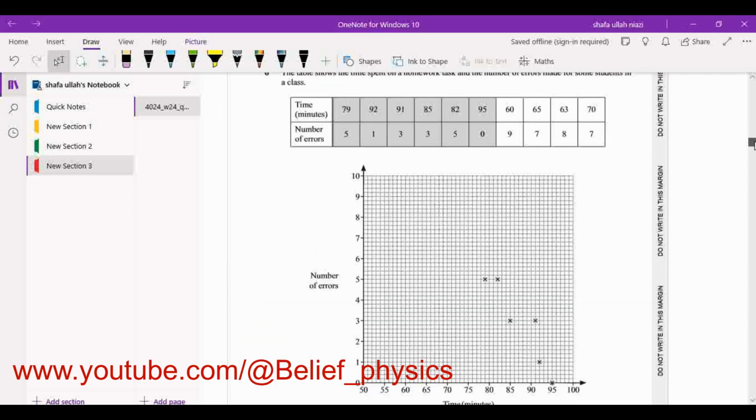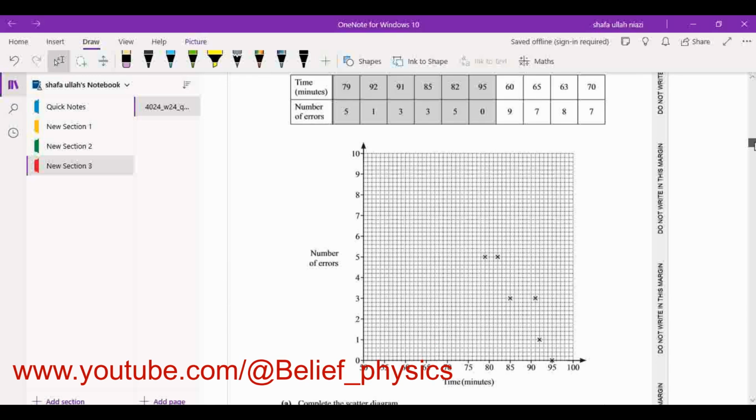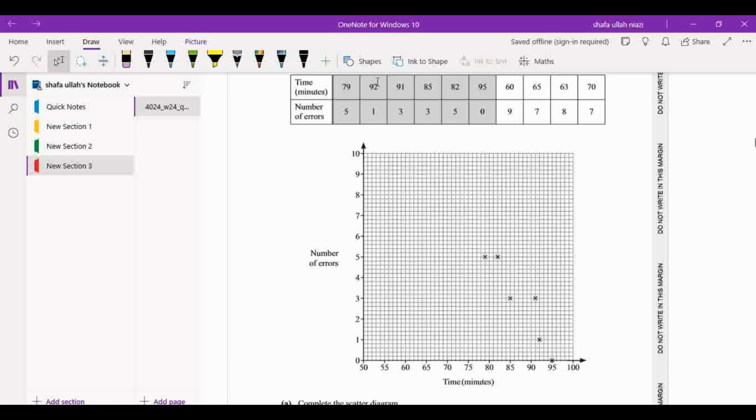We have to draw this. Here this is the time spent and this is the number of errors. When 79 minutes, then the number of errors is 5, so this is the 5. When it is 92 minutes, and 82 minutes, errors 5 again.